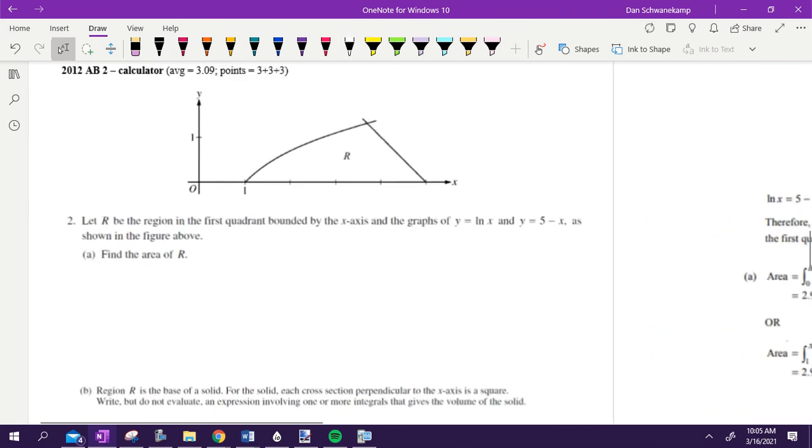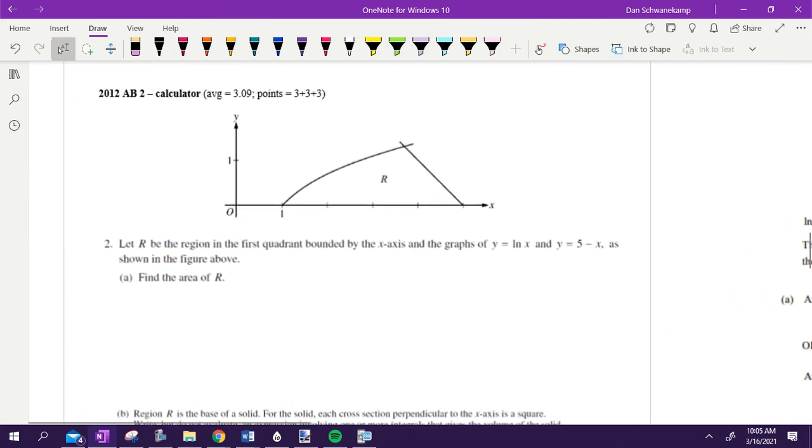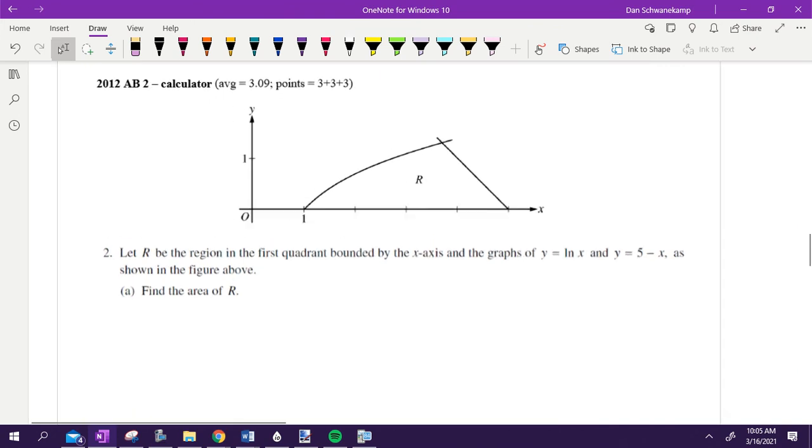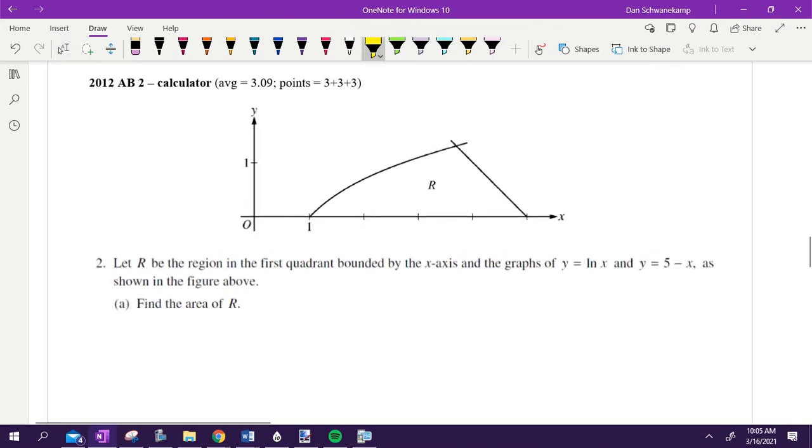Okay, let's go to number 2. So go back one page. We're on page number 3 now. We're looking at this shape right here. This is 2012, it's AB number 2. So if it's question number 2, is it calculator or not? Calculator. It is a calculator question. This time the average was only a 3. So this is a full point less on this question. Maybe harder, maybe not. The last part is pretty hard.